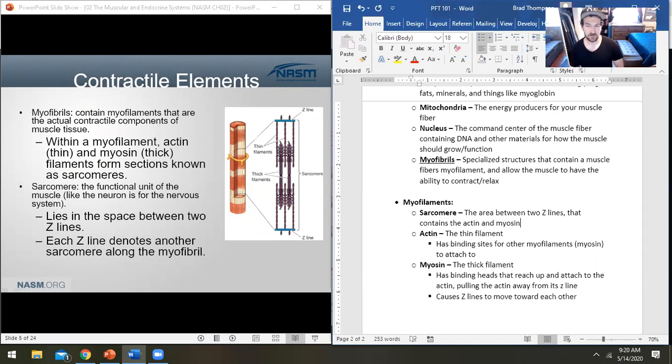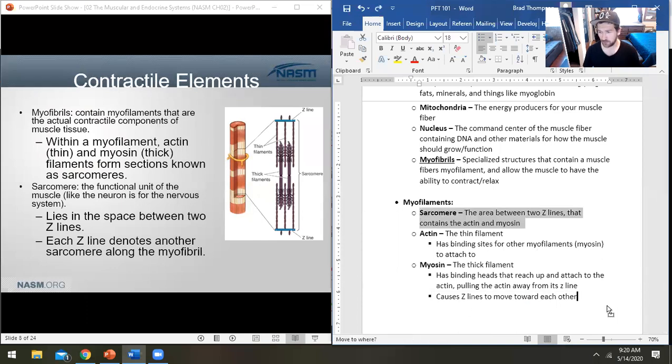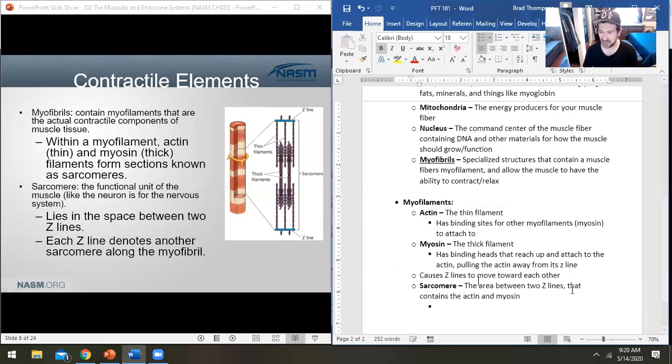So your sarcomere is not a physical thing, right? Actin is a protein, and myosin is a protein. But the area where those two things, I guess I don't need to put this up here. The area where those two things, that's probably messing up somebody's notes, exists is referred to as the sarcomere, right? It's the area of town where these things are at, basically.